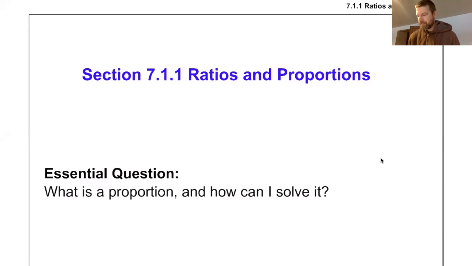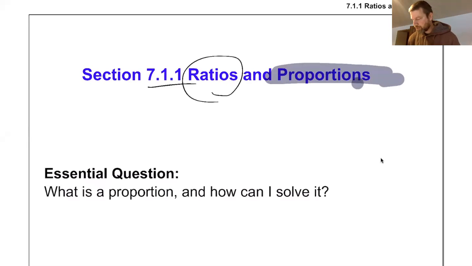All right, so today's lesson is 7.1.1 on ratios and proportions. We're actually splitting chapter 7 into two parts. We're going to talk mostly about ratios the next lesson. This lesson is focusing on proportions. So our essential question is to figure out what a proportion is and how I can solve it. It's just going to be some algebra skills.